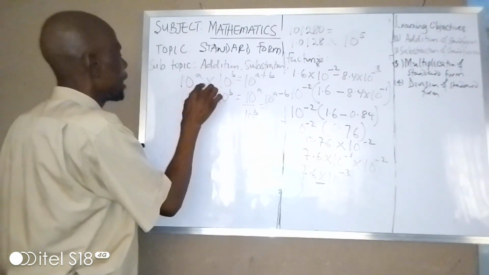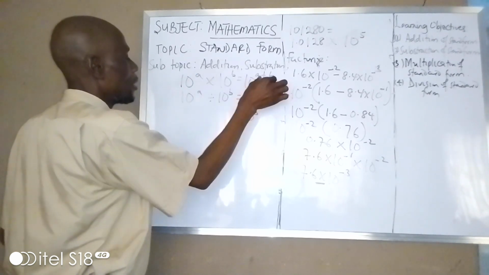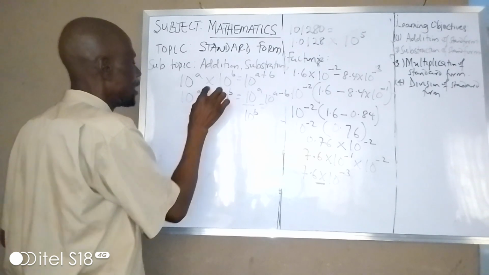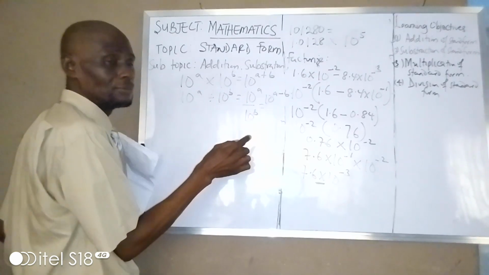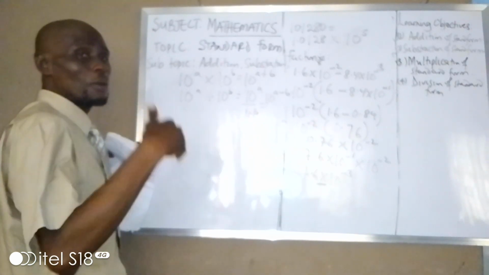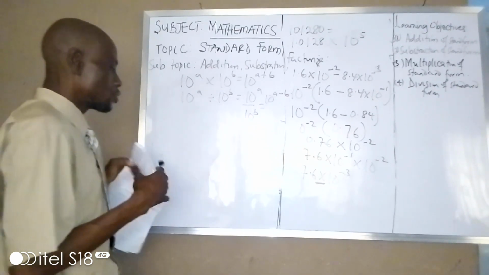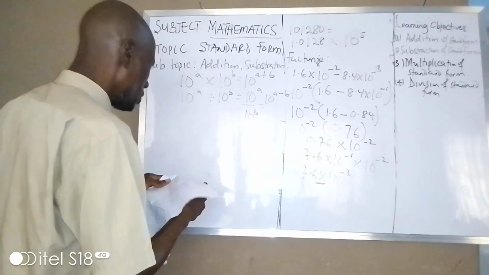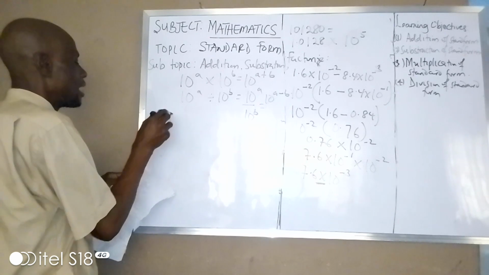So if you are multiplying, the two numbers have to be of the same base, and you add their power. If you are dividing two numbers, you subtract their power. So this is a guide when you are multiplying or dividing in standard form. So let's look at an example. The question says simplify.